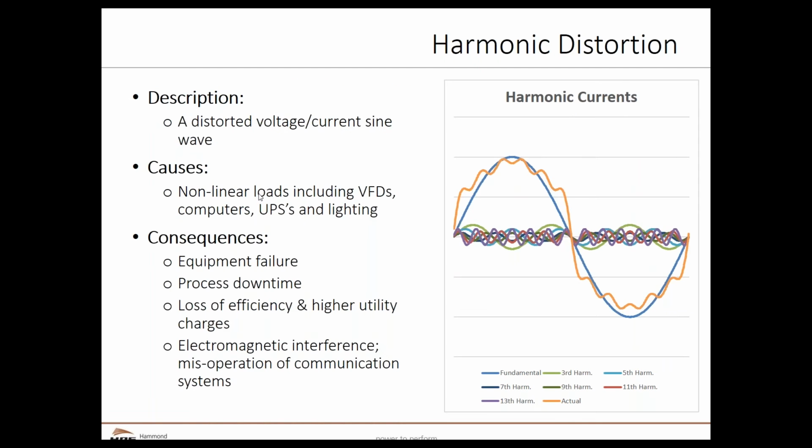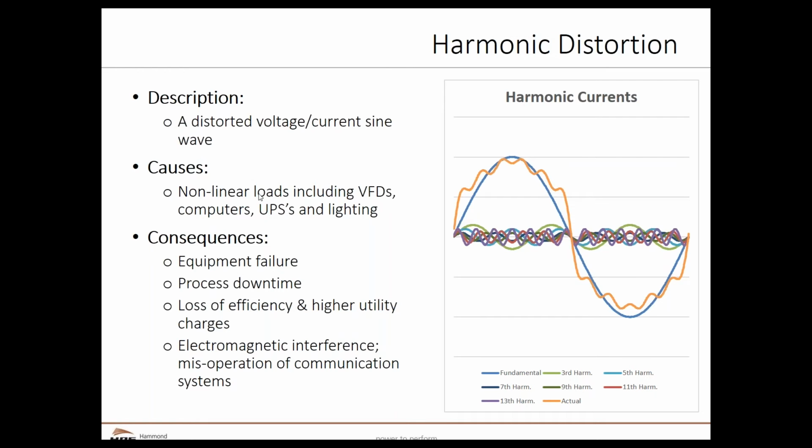Harmonic distortion is a distorted voltage or current sine wave. There are many causes for harmonics that all involve nonlinear loads. Nonlinear loads convert AC power to DC power and include variable frequency drives, computers, UPSs, and lighting power supplies. This distortion is shown in the graph. The utility provides the large, perfect blue sine wave. The system's nonlinear load adds the multicolored, smaller, high-frequency sine waves, and this results in distorting the power system sine wave to the orange line.